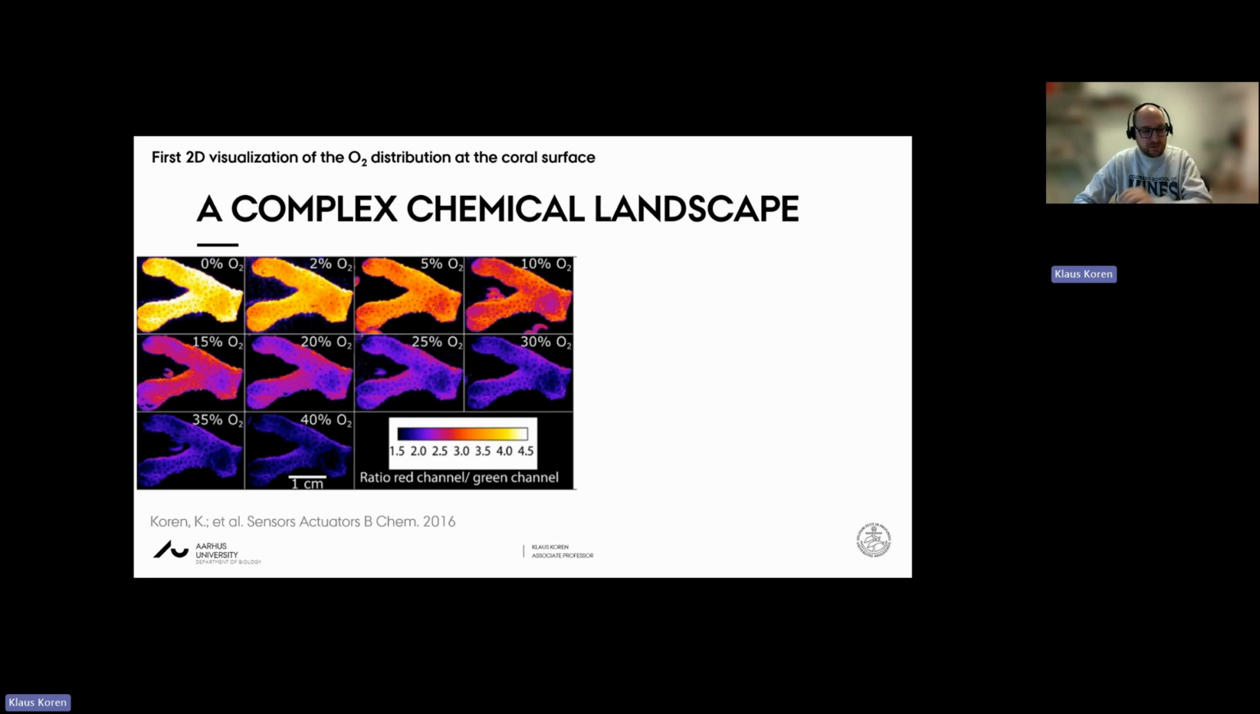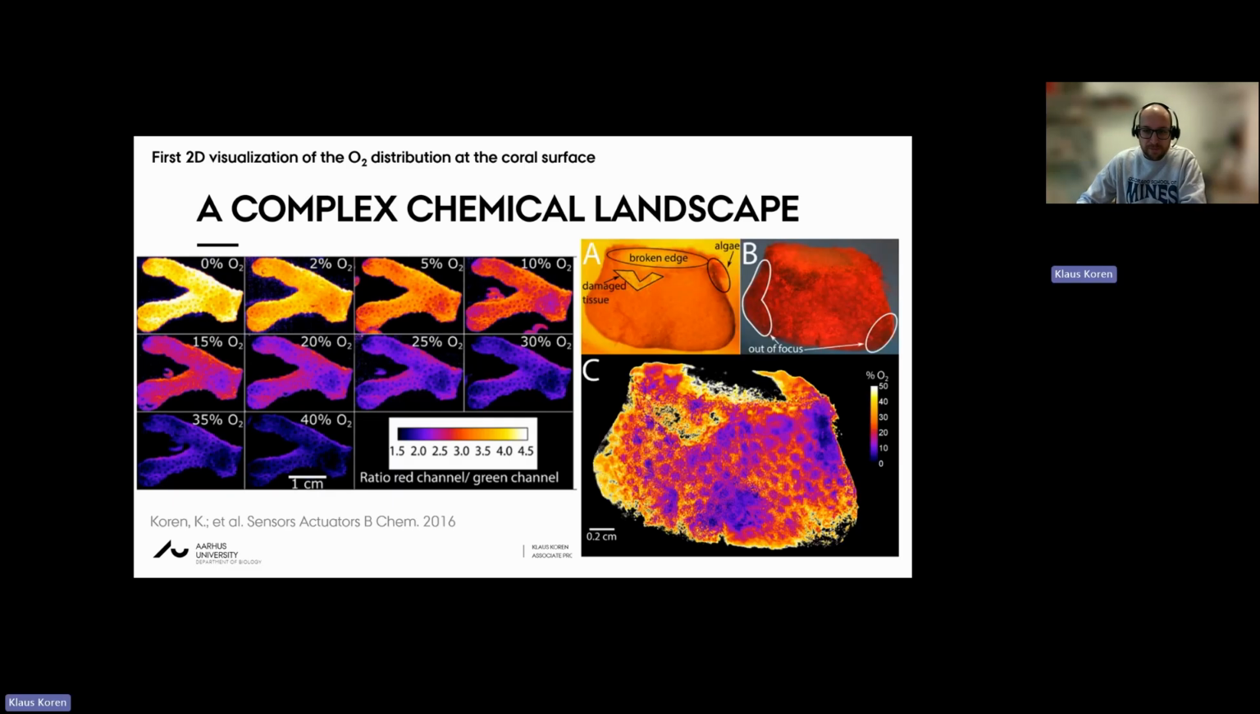And then we changed the oxygen in the water, and we can see that the ratio changes according to the oxygen concentration as expected. So we can actually get an image of oxygen. And this is now what happens when we take a real coral. So this is the coral fragment. This is how it looks under UV light, and this is how the oxygen on the coral fragment looks like.